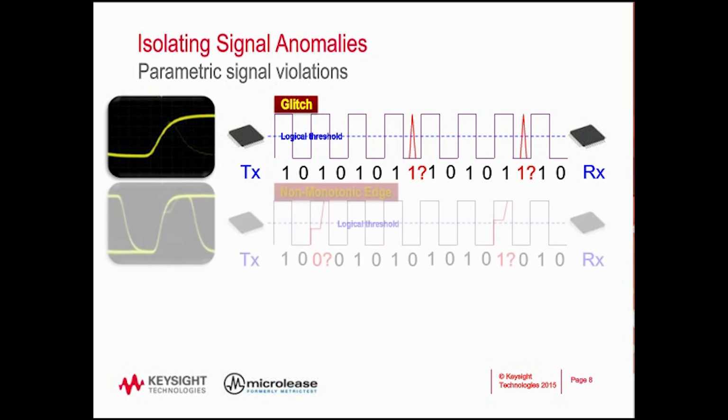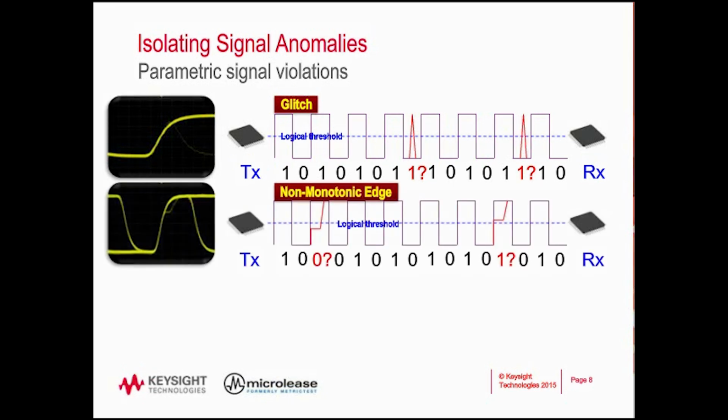Additionally, we have what we've referred to as a non-monotonic edge. This is something that rises to the logic level intended, but might take longer to do so. Common reason for this might be a matching issue. And again, depending on how slow that edge is, you might be reading a 1 or a 0 incorrectly.